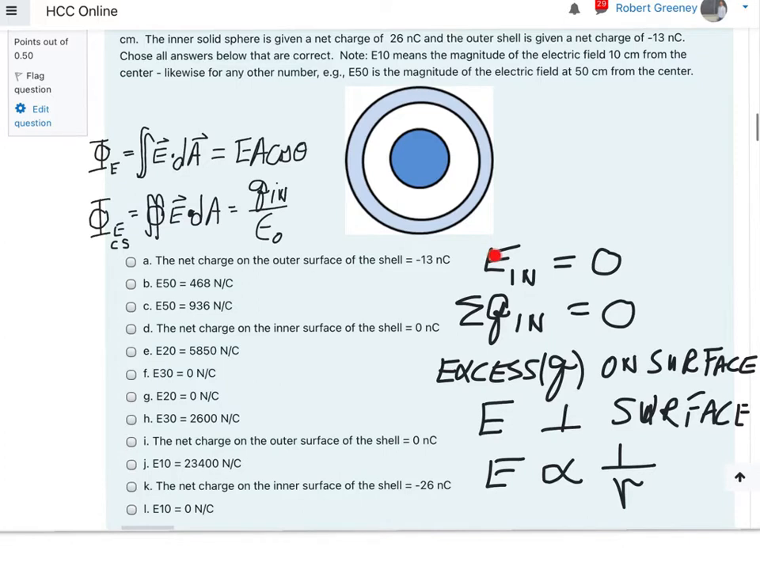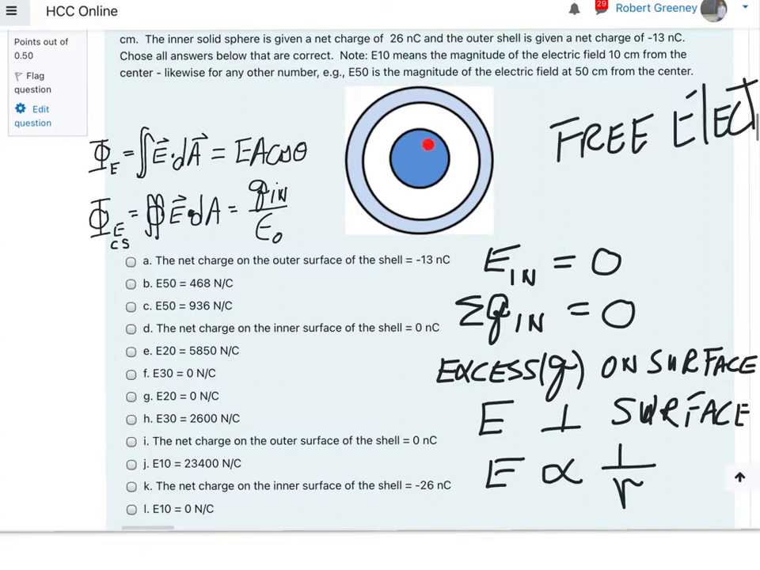But first, the electric field inside a conductor has to be 0. And the reason is, if the electric field inside a conductor weren't 0, the free electrons inside the conductor would move, right?